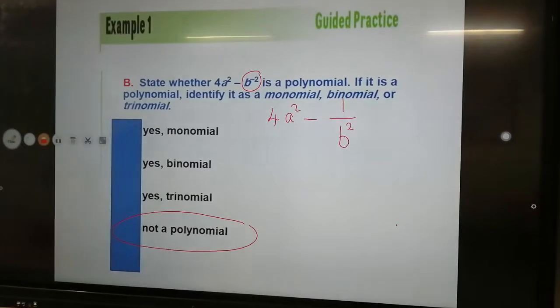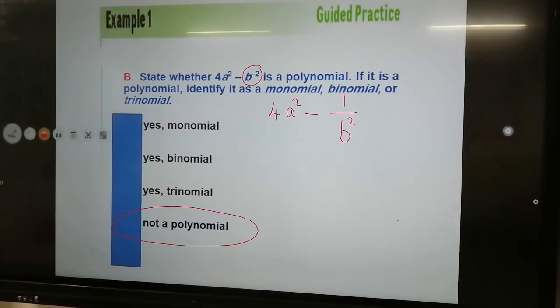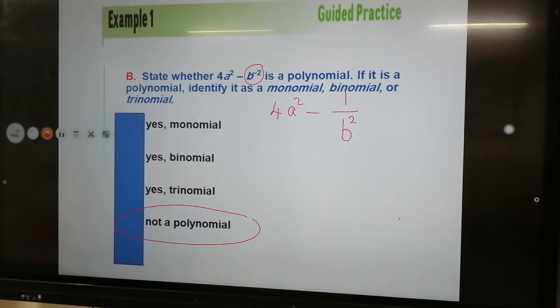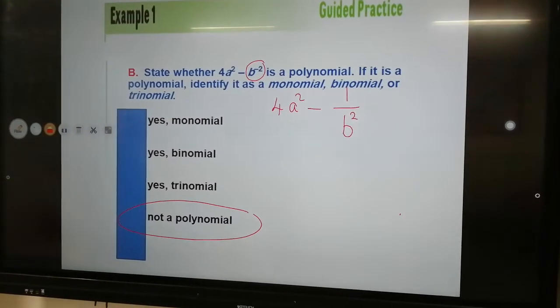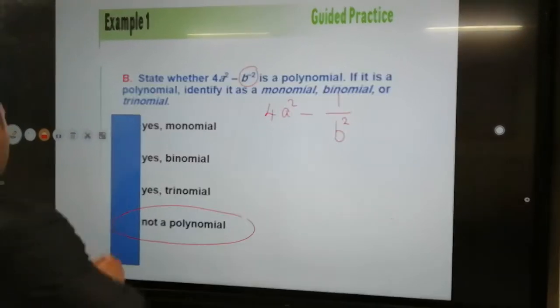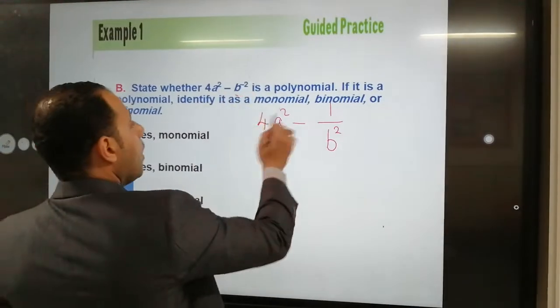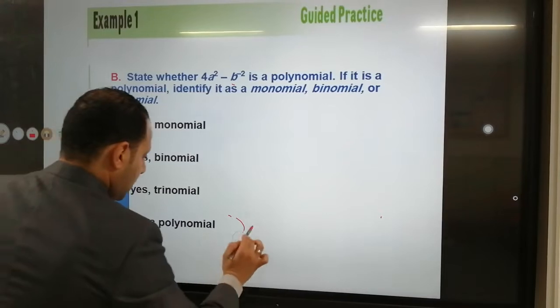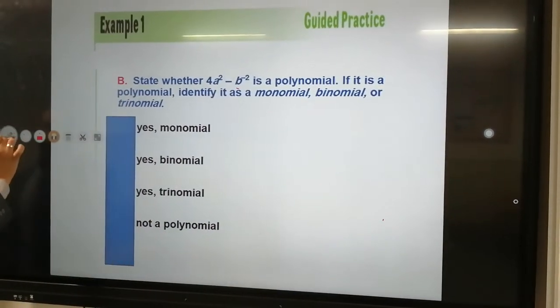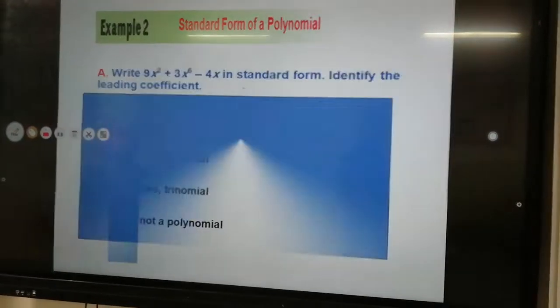So we can deduce a remark now. If you have a negative power, it's not a polynomial. Again, say with me, if you have a negative power, it's not a polynomial. Excellent. We will complete with the next example.